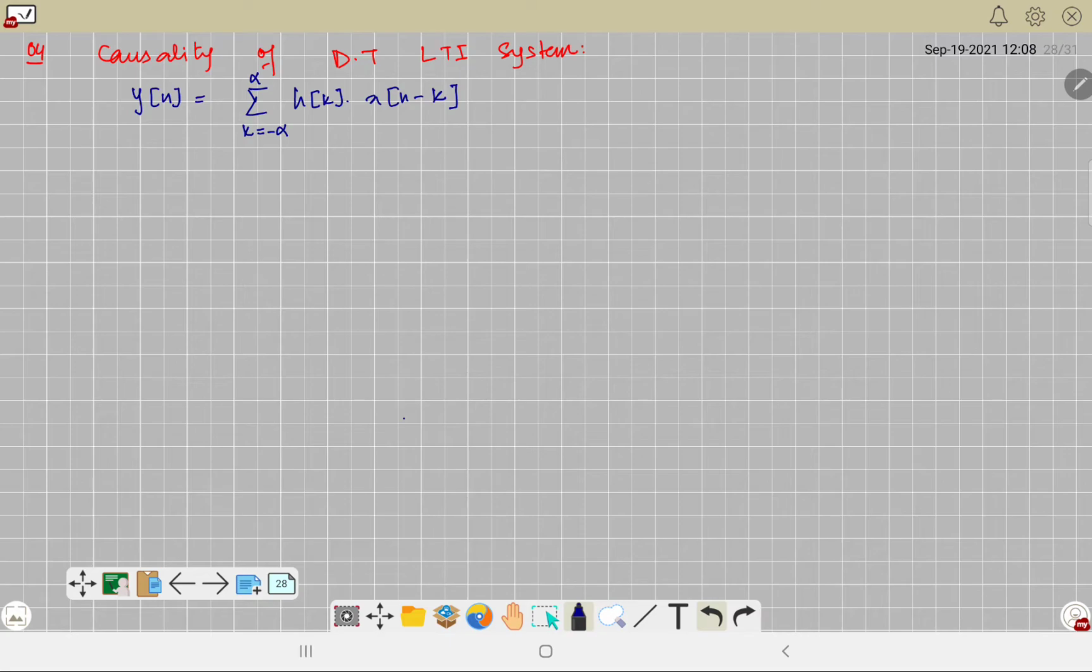Now I can break this summation into two parts. The first part will be from minus infinity to minus 1, which means it will cover my negative time axis like this. And the second part will be for the positive time axis, that is extending from 0 to infinity, h of k x of n minus k, like this, right?